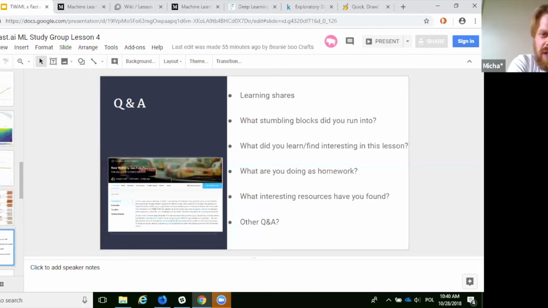So we have 2 sessions. On Saturdays at 9 Pacific time we have deep learning, which we just started, and on Sundays, which is this session, we have machine learning, at 7 Pacific. We are on lesson 4, and there are 12 lessons in total. There are still a couple of lessons to do for random forests, and then they switch to neural networks.